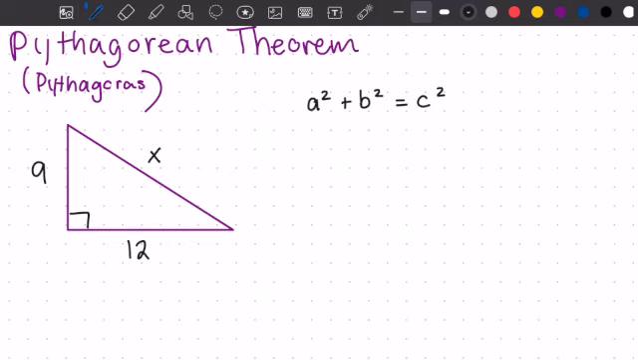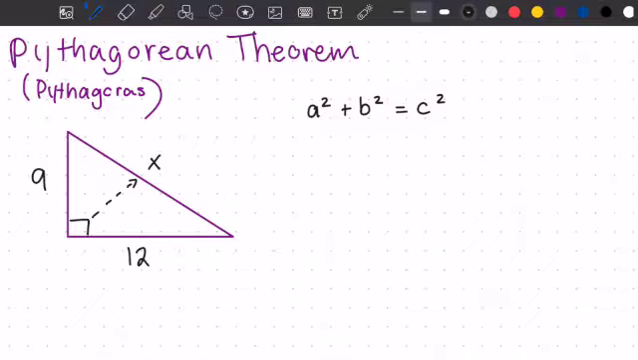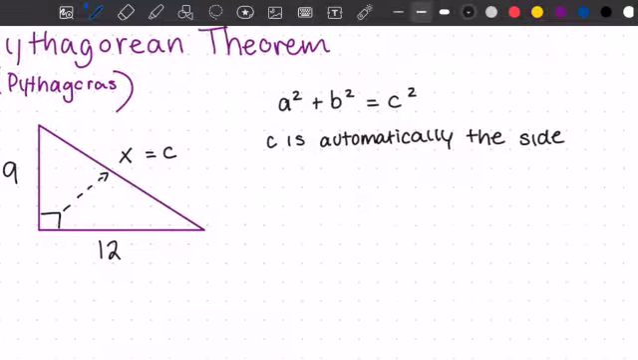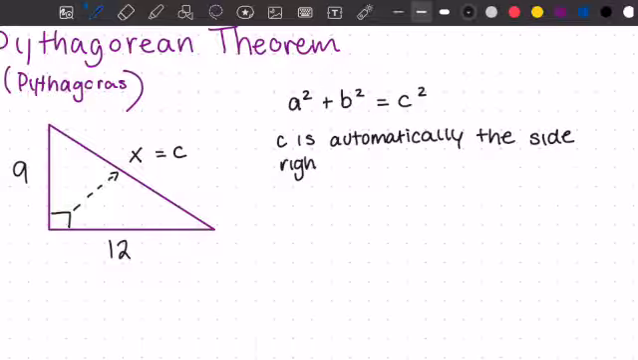Each letter stands for a side of your triangle. A and B can be swapped back and forth. It doesn't matter which one's A and which one's B. C always has to be the one across from the 90 degrees. So this automatically is going to be C. C is automatically the side right across from your 90-degree angle.